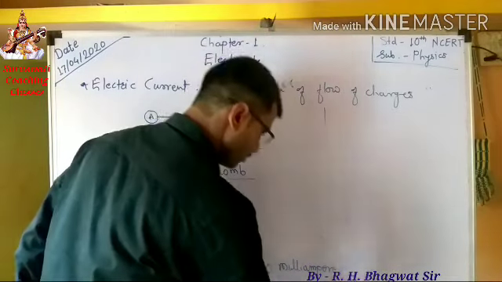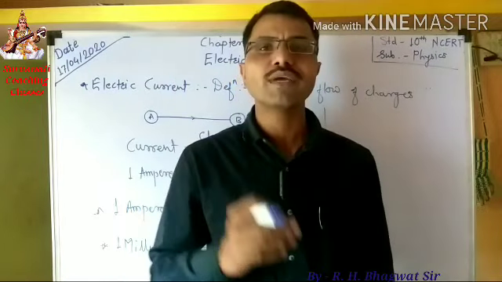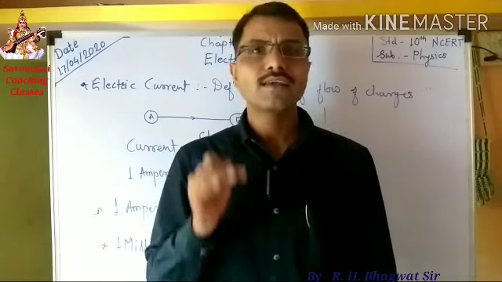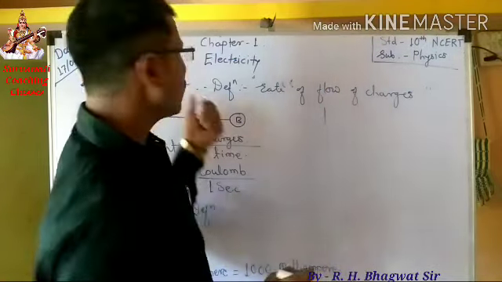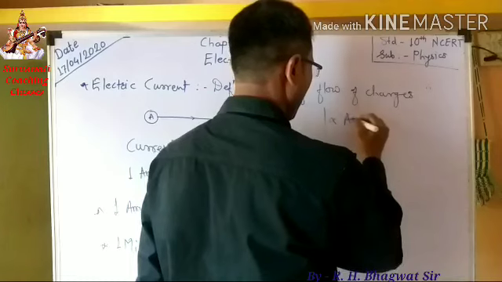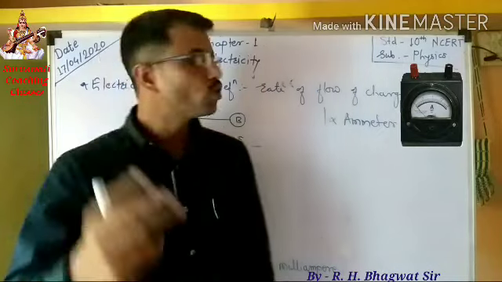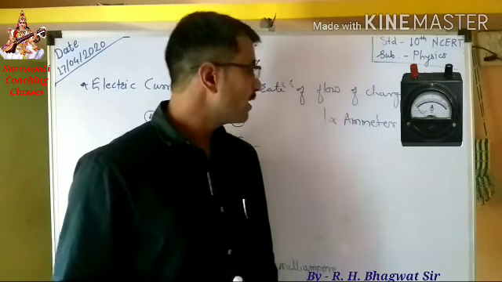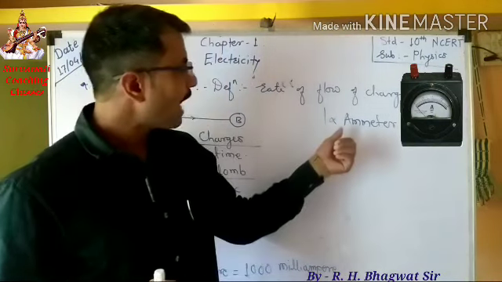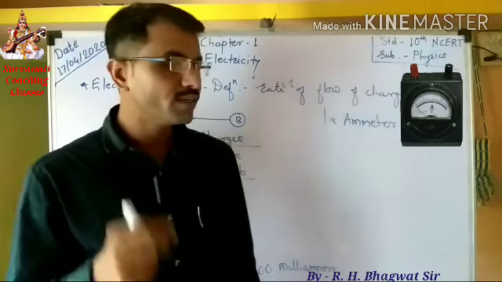Now, as we studied, the electrical potential is measured with the help of an instrument called a voltmeter, having two terminals, positive terminal and negative terminal. Similarly, the electric current is measured using an instrument called an ammeter, again having two terminals, positive and negative. The red terminal of the ammeter is the positive terminal, while the black terminal is the negative terminal. This ammeter is always connected in series with the circuit through which we have to measure the electric current.